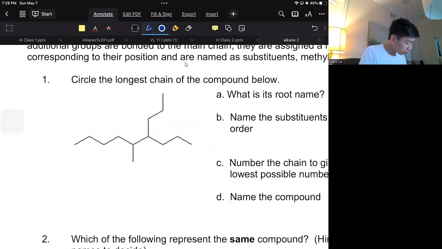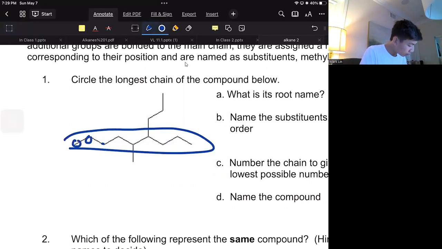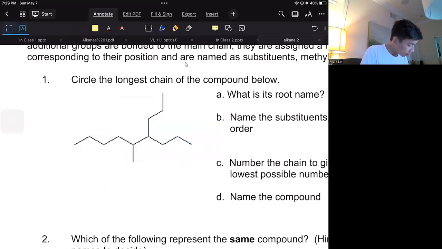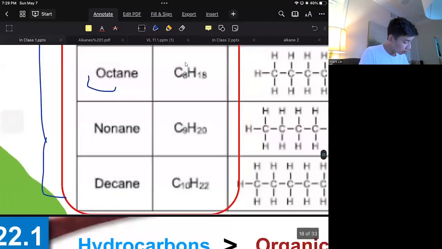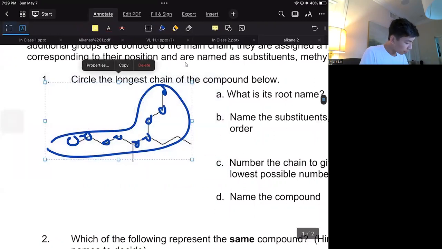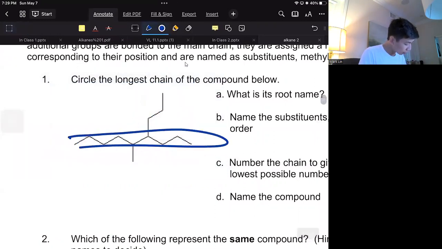Let's do this one. 1, 2, 3, 4, 5, 6, 7, 8, 9. That's 9. Let's do this one. 1, 2, 3, 4, 5, 6, 7, 8, 9. Also 9. So it looks like 9 is the longest one. So let's just circle this one.